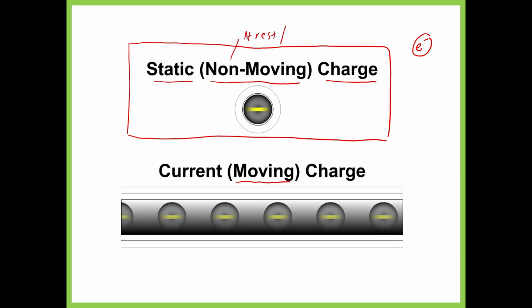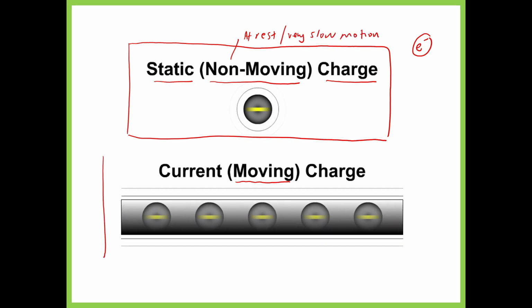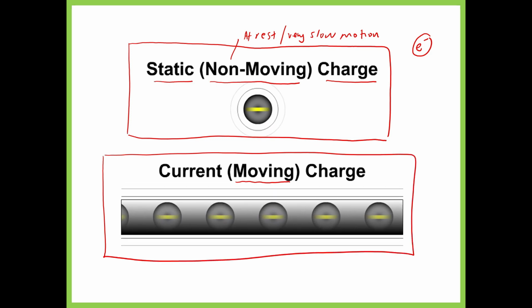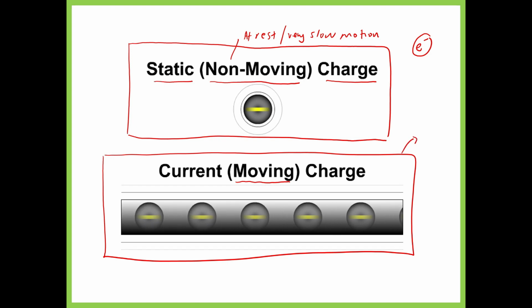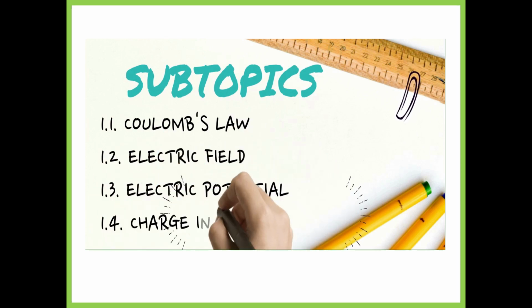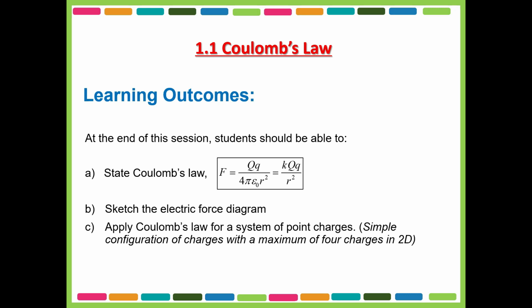or it can be moving but with very slow motion. The case for moving charge is going to be learned later in the third chapter. In this chapter, we have 4 subtopics. The first subtopic is Coulomb's law, and the learning outcomes for Coulomb's law are first to state Coulomb's law, to sketch the electric force diagram, and to apply Coulomb's law for a system of point charges.